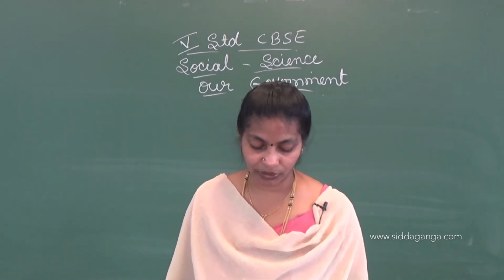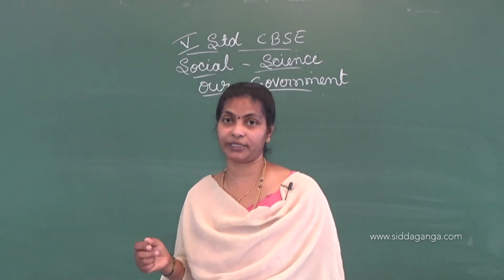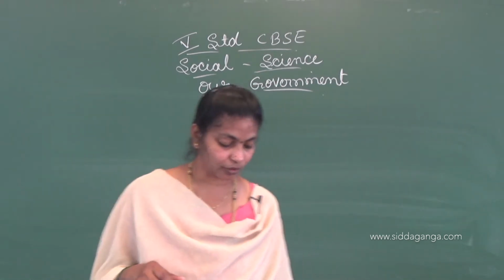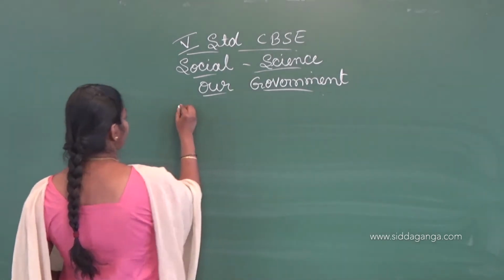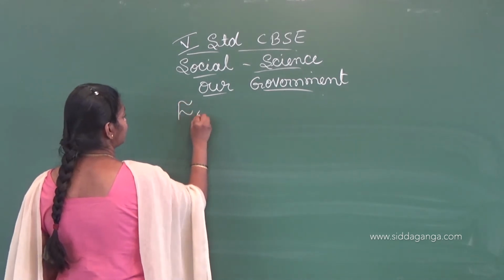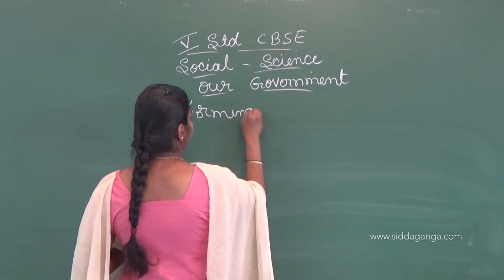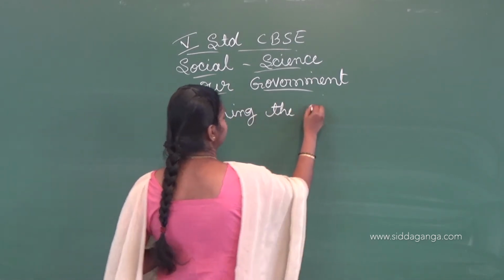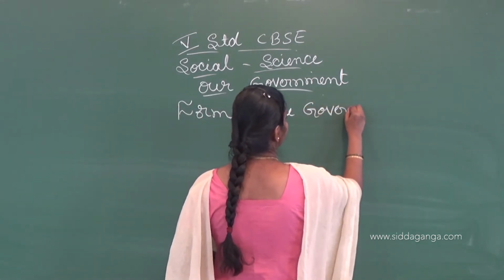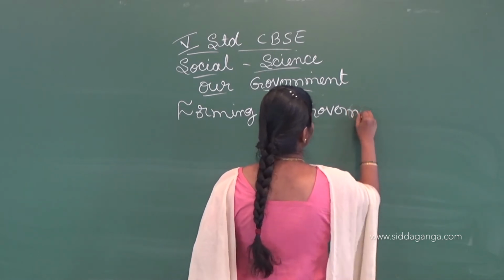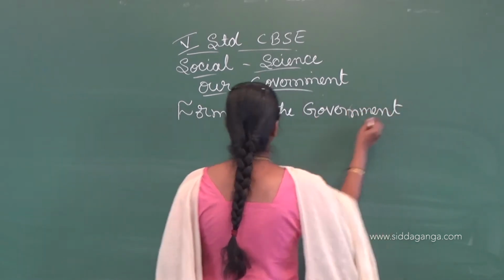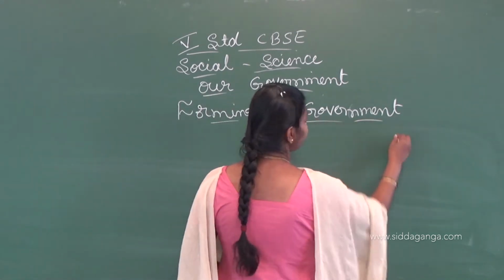Next we learn about forming the government. What type of government do we have? Let us learn about that. Forming the government. India is a democratic country.